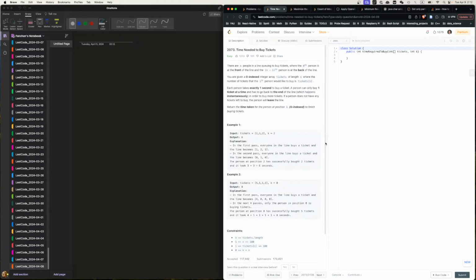Again, n people in the line, the 0th person is at the front, the n-1th person at the back. You're given a 0-indexed integer array tickets of length n, where tickets[i] is the number of tickets that the ith person would like to buy. Each person takes exactly 1 second to buy a ticket. A person can only buy 1 ticket at a time and has to go back to the end of the line, which happens instantaneously, in order to buy more tickets. If a person does not have any tickets left to buy, the person will leave the line. Return the time taken for the person at position k to finish buying their tickets.